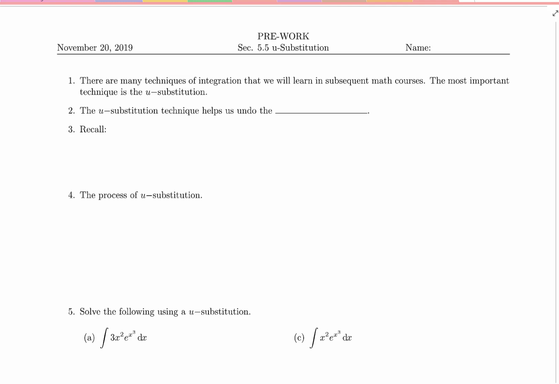Okay, folks, so in this section, what we're looking at is a very specific technique of integration that is called the U substitution. So we use the U substitution technique to help us undo the chain rule. One of the most important derivative rules that we had was the chain rule, and so one of the most important anti-differentiation tools or integration tools that we have is the U substitution for undoing the chain rule.